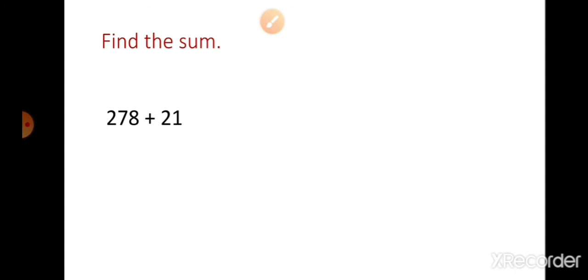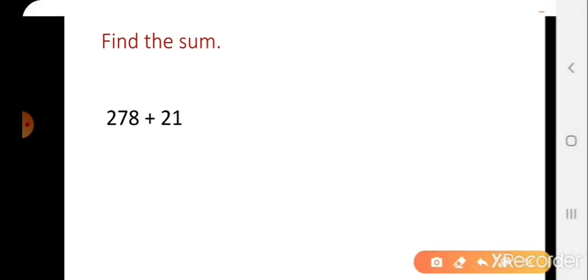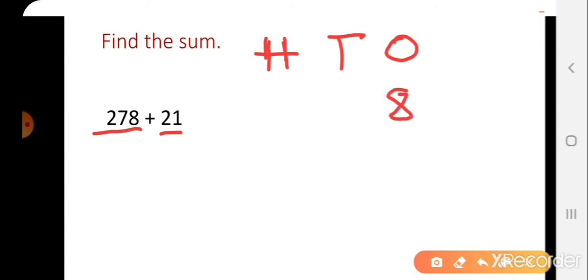In this example, children, the first number is 3-digit number and the second number is 2-digit number. Now which number is bigger? The first number is bigger, so take 3 places. Hundreds, tens, ones. Now put the digits under the places. 8 will come in 1's place, 7 will come in 10's place and 2 will come in 100's place.